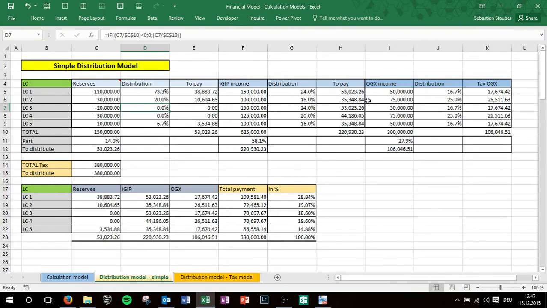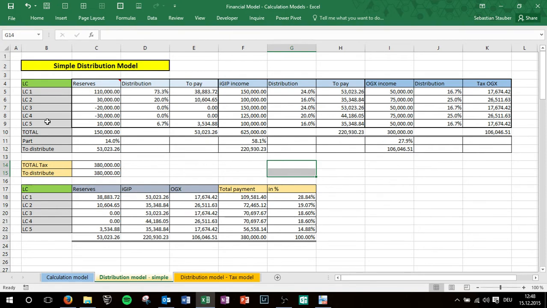Income per LC is based on how the LCs are really performing and on their financial wealth. So the wealthier an LC is, the more the LC must pay. This is the basic idea. Let's start with the reserves.